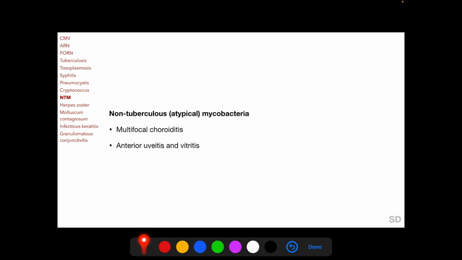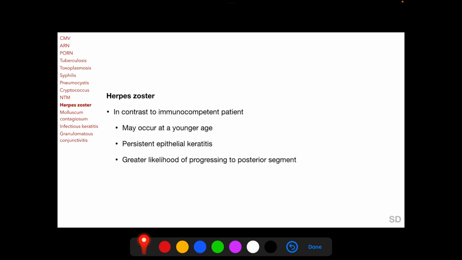Atypical mycobacterial infection or non-tuberculous mycobacterial infection in immunosuppressed patients can present with multifocal choroiditis, anterior uveitis, and/or vitritis. In contrast to immunocompetent patients, herpes zoster ophthalmicus may occur at a younger age in immunosuppressed patients. And in immunosuppressed patients with herpes zoster ophthalmicus, persistent epithelial keratitis is more common. And in immunosuppressed patients, there is a greater likelihood of the VZV virus progressing to the posterior segment of the eye.